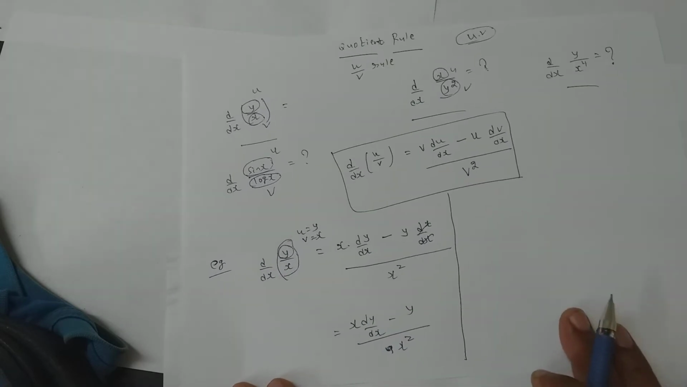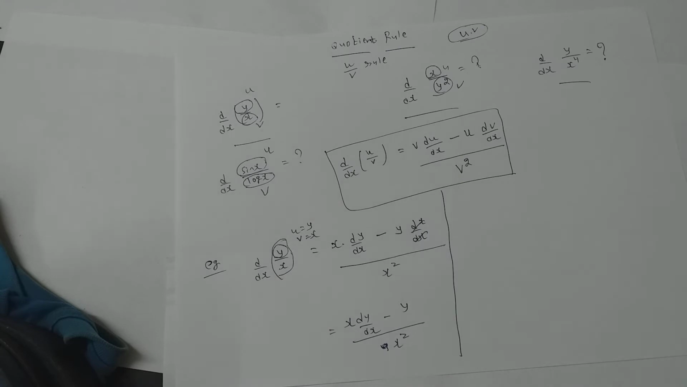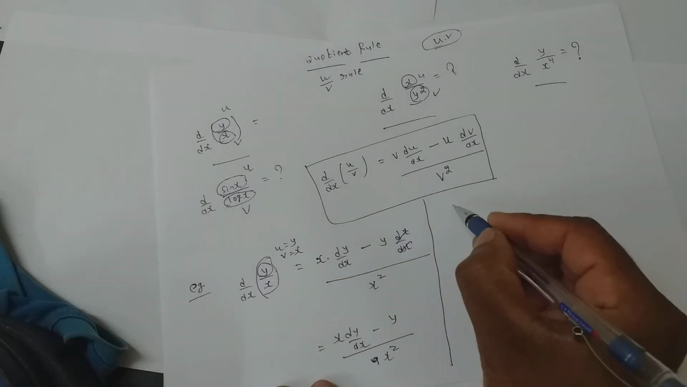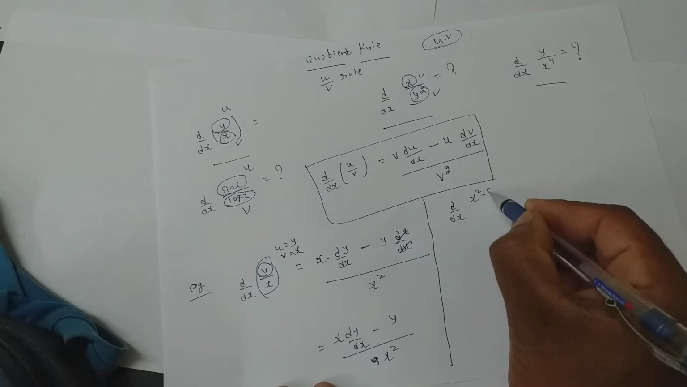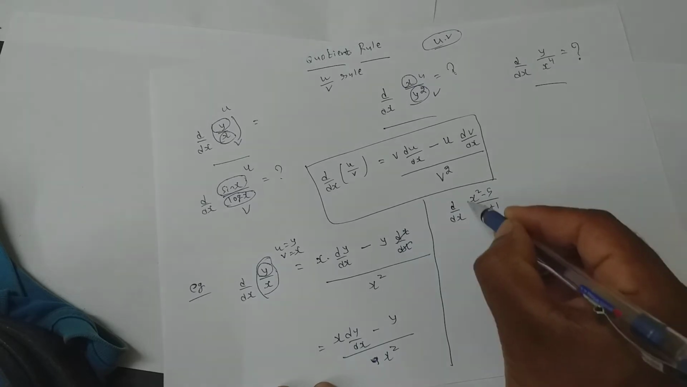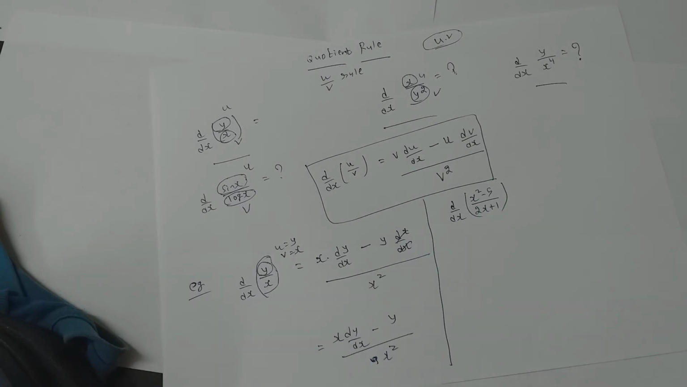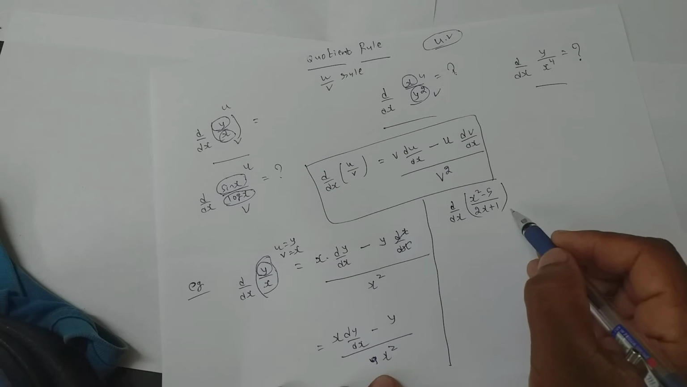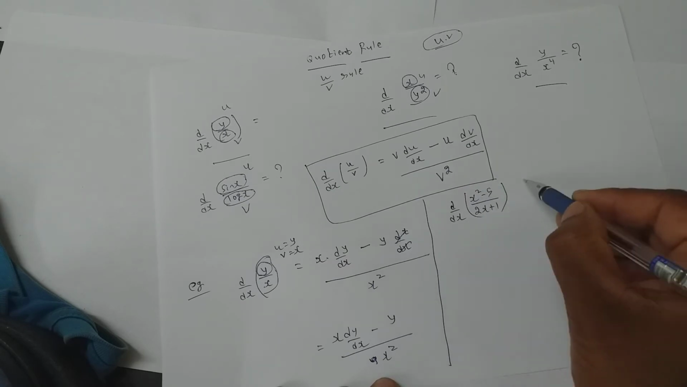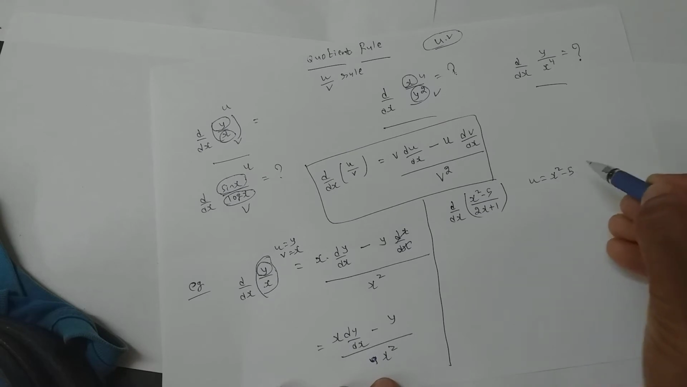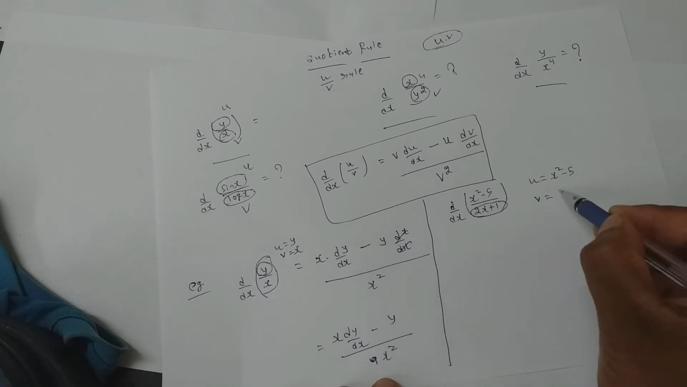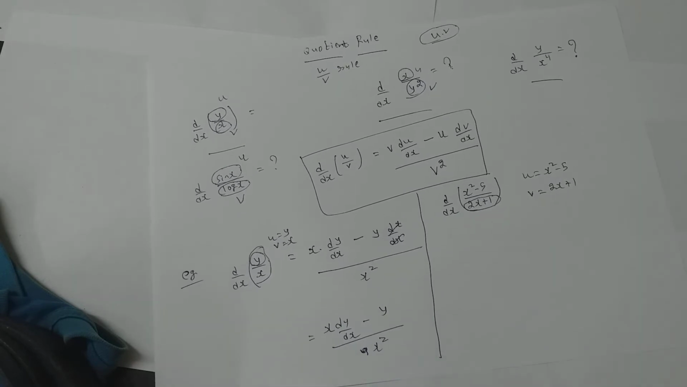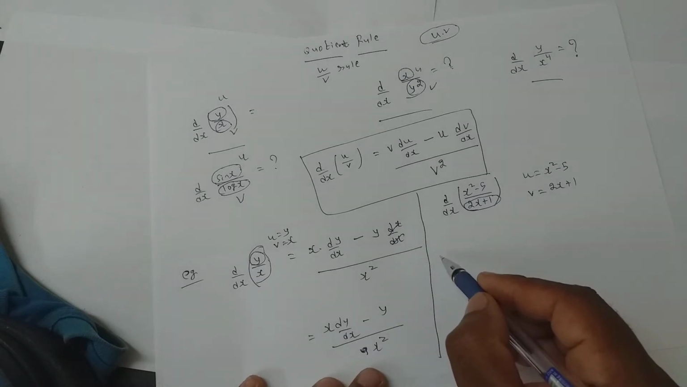So whenever you want to differentiate a fraction, we go with the u by v rule. Am I clear? Let us look at one more example. Now I want to differentiate d by dx of x square minus 5 by 2x plus 1. How do I differentiate this one? You see, it's a fraction. So I need to use the u by v rule. u equal to x square minus 5. Always the numerator is u and v is the denominator, which is 2x plus 1. Am I clear?